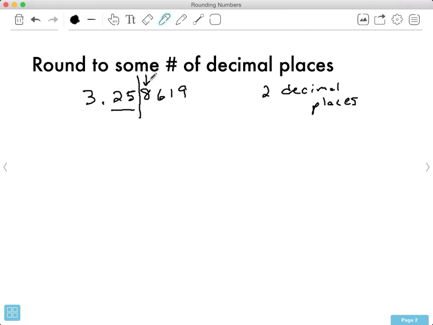How you do this is you basically draw an imaginary line after the second decimal place, and you look at the number in the third decimal place. Now it says 3.258. Don't worry about any other numbers past that. If this number in the third position is 5 or higher, you round up. And what that means is you take the 5 in the second position and you round it up to the next highest number. So your answer would be 3.26.